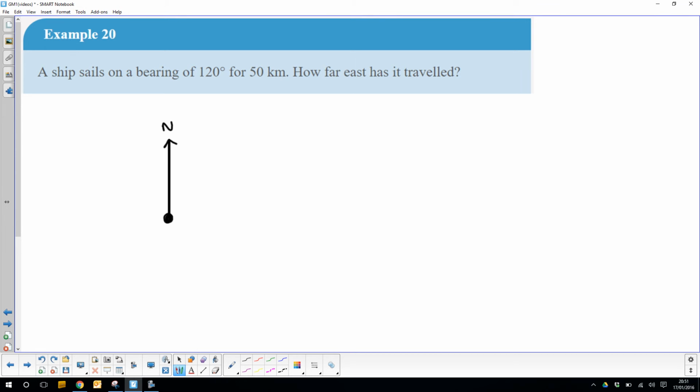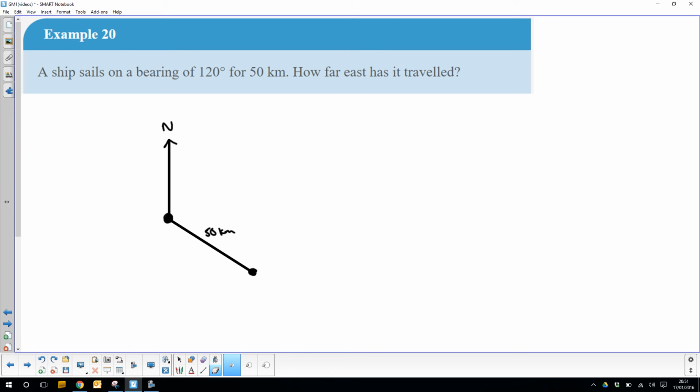Okay, and as soon as we see the word bearing, we know that we need to draw in a north line. And then we need to think about where that angle is going to be. Well, we know that this would be 90, that's 180, so 120 is somewhere here, 30 degrees more than 90, no doubt that will come in useful in a moment. And it says 120 degrees for 50 kilometres, so let's just mark that in: 50 kilometres from that point to that point.